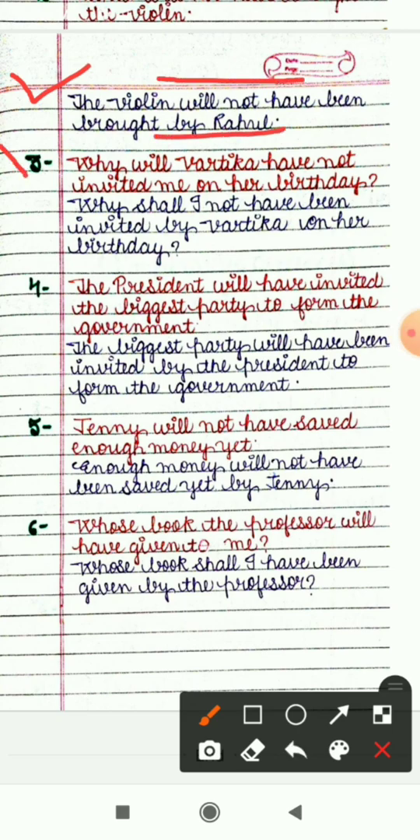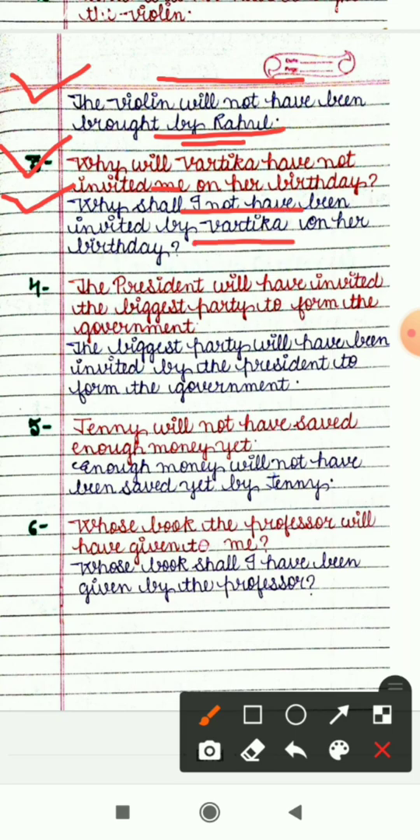Third sentence is why will Vartika have not invited me on her birthday? Here the subject is Vartika and the object is me. So that means me will be our new subject in passive voice and it is objective case. First of all we have to change it into subjective case. So the subjective case of me will be I and with I we use shall. So question word will remain same at its place, that is why shall I not have been invited by Vartika on her birthday.